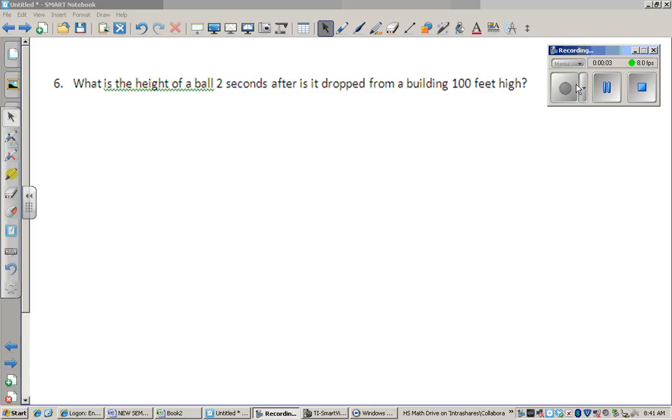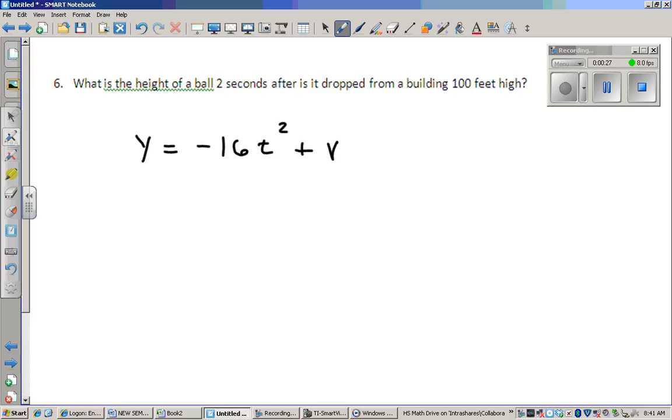Okay, so question number 6 says, what is the height of a ball 2 seconds after it is dropped from a building 100 feet high? We have a generic equation for any time an object is in motion. That is y equals negative 16 t squared plus v sub 0 t plus h sub 0.